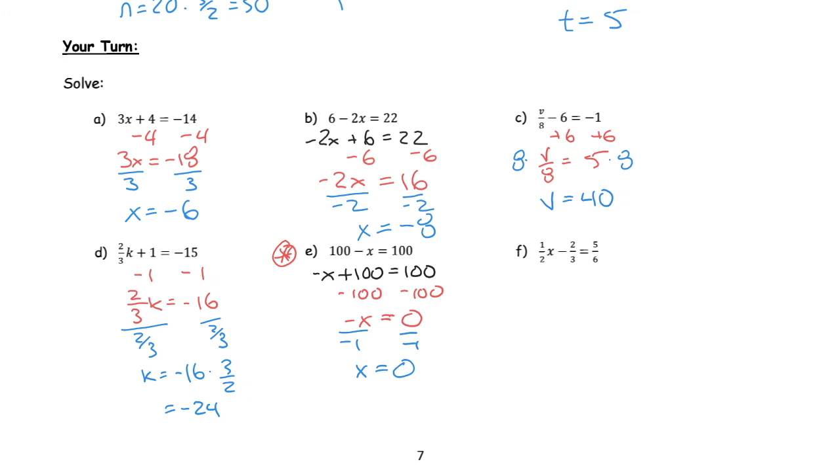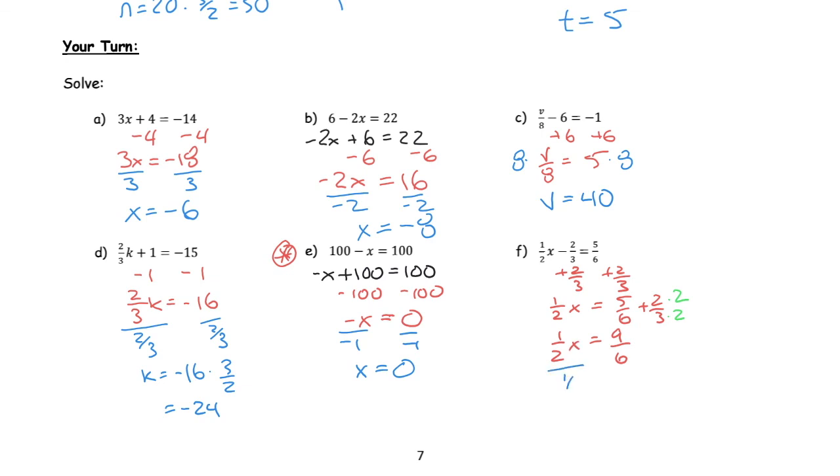This last one here, we've got a lot going on. The first thing we've got to do is add the 2/3 to both sides. So on the left-hand side, those two are going to cancel. I'm going to be left with 5/6 plus 2/3. And what I need is a common denominator, so I'm going to multiply numerator and denominator here by 2. That gets me 5/6 plus 4/6, which is going to be 9/6. And that's still 1/2 x equal to 9/6.